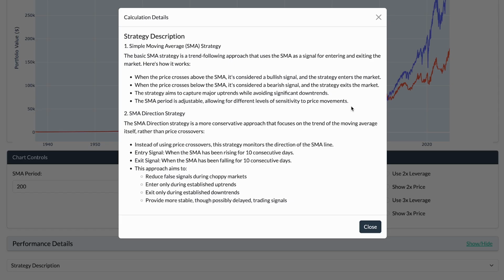The first thing I'll do is go over a very simple description of the strategy parameters and goals. In this case, the simple moving average strategy is very simple, at least this strategy is. When price crosses above it, the strategy enters. When price crosses below the SMA, the strategy exits. The goal is, of course, to capture trends, and we will see how different periods adjust for that.